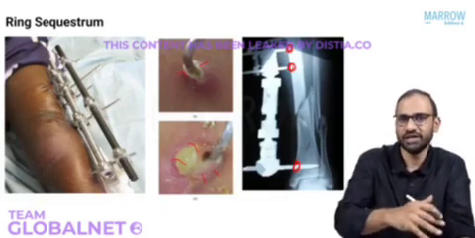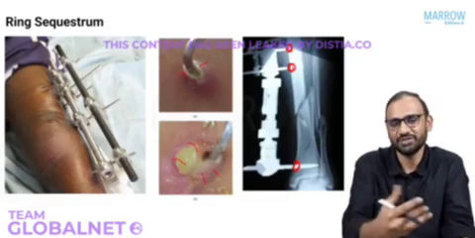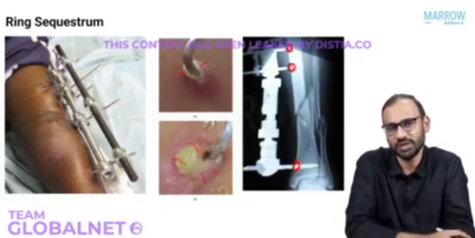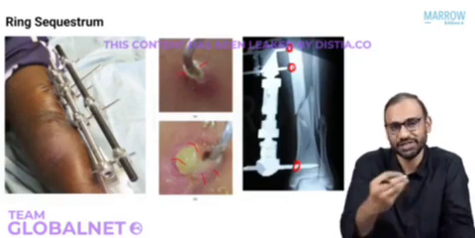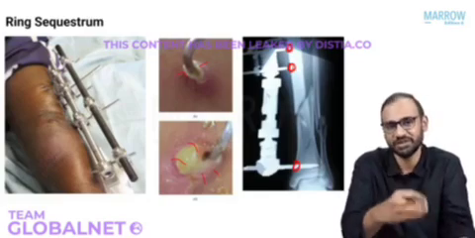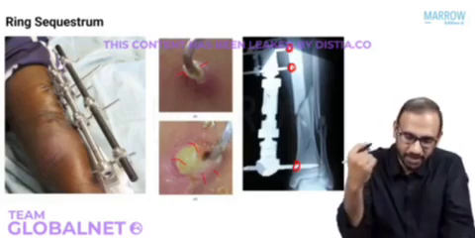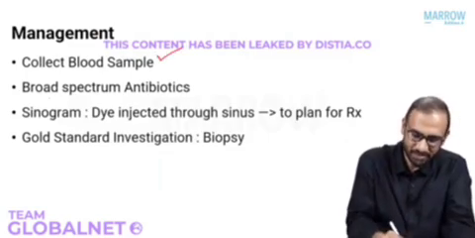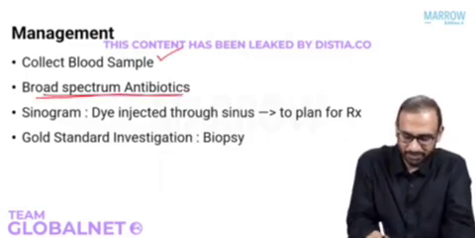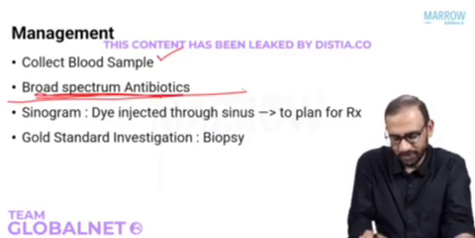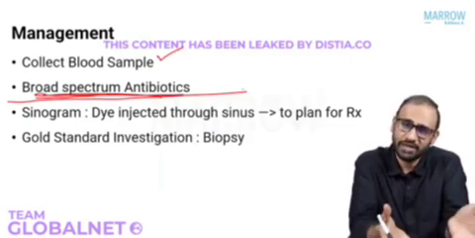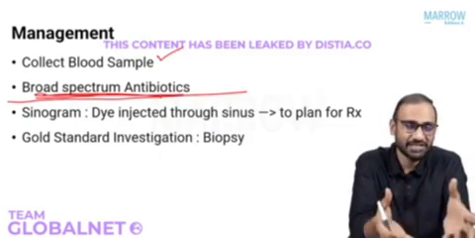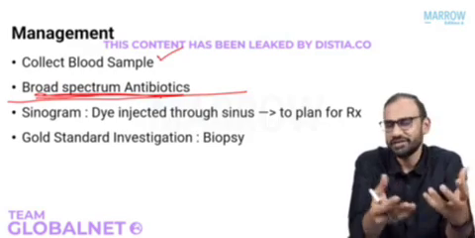But let's come back to chronic osteomyelitis, the management of chronic osteomyelitis. How will you manage chronic osteomyelitis? There's a patient with sequestrum, sinus, cloaca, and involucrum. How will you manage it? First things first, like any infection, collect the blood sample. Start the patient on broad spectrum antibiotics. This is the first thing you will do. Then you will obviously do symptomatic management, analgesics for pain, antipyretics if the patient has fever.